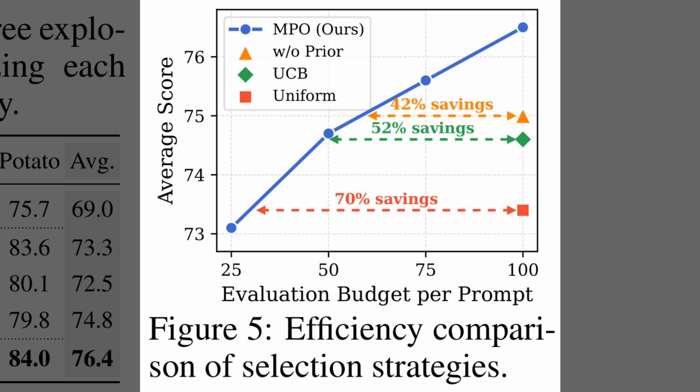So while Table 1 showed broad accuracy gains, Figure 5 shows why the selection strategy matters for budget. Figure 5 shows that the prior inherited Bayesian upper confidence bound reaches the uniform strategy using about 30% of the budget. It also matches or exceeds standard upper confidence bound and the without prior variant with roughly half the evaluations. Bayesian upper confidence bound balances exploration and exploitation with a probability model, and prior inheritance warms each child with its parent's performance, so promising prompts get tested sooner.